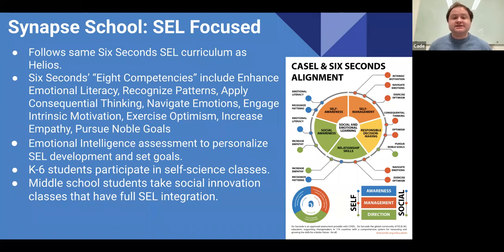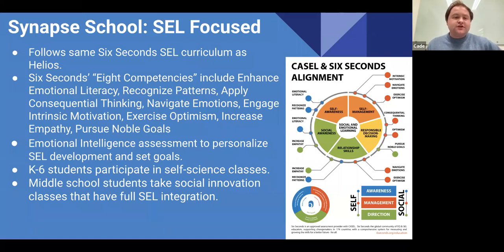These 8 competencies that they focus on for the child include enhance emotional literacy, recognize patterns, apply consequential thinking, navigate emotions, engage intrinsic motivation, exercise optimism, increase empathy, and pursue noble goals. Those are the 8 competencies that they focus on in their curriculum. And as you can see on the graph to the right, a lot of those competencies are shown in their 5 key pillars of social emotional learning, which are self-awareness, self-management, responsible decision-making, social awareness, and relationship skills.